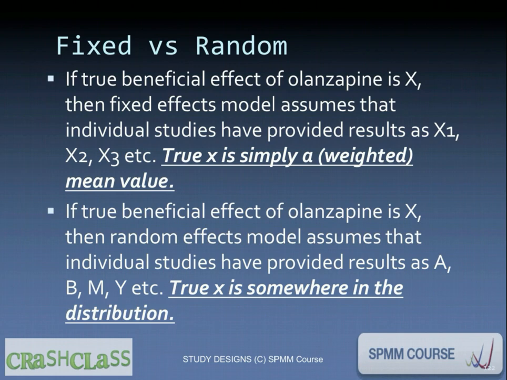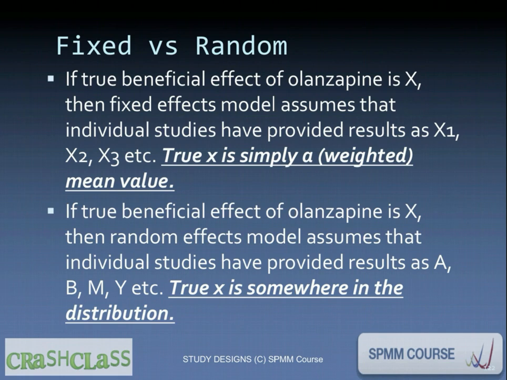If there is a true beneficial effect of olanzapine, and if that true effect is X, then fixed effect model assumes that individual trials, the 21 trials that we are trying to combine, all of them provide results as X1, X2, X3, so on and so forth. The true X is simply an average, simply a weighted average of all of these values. Just add X1, X2, X3, so on and so forth, and divide by the number of observations.